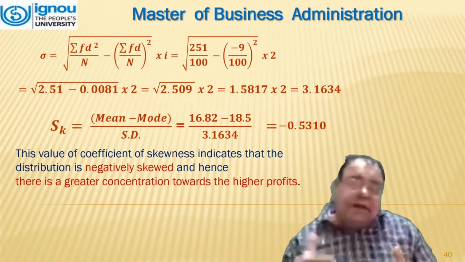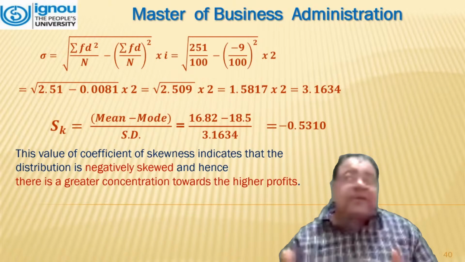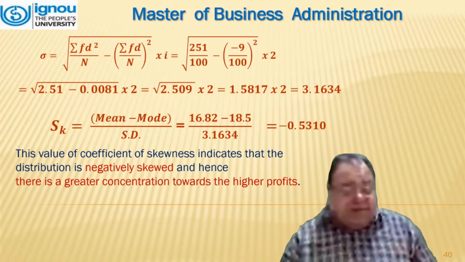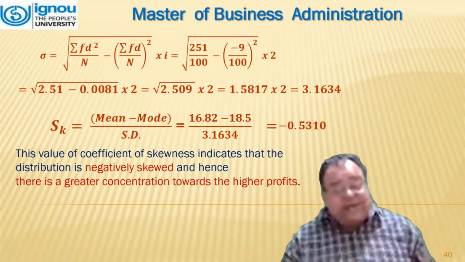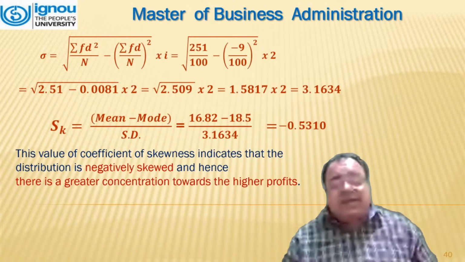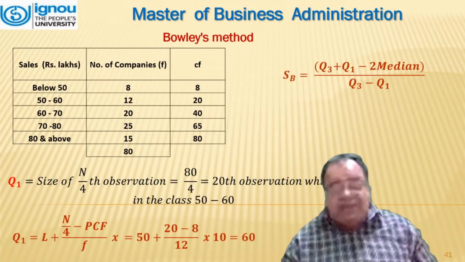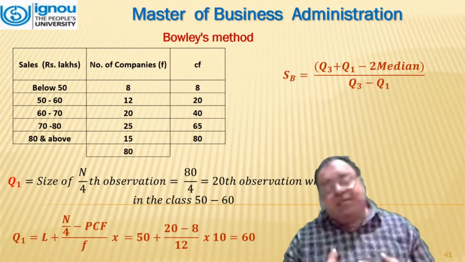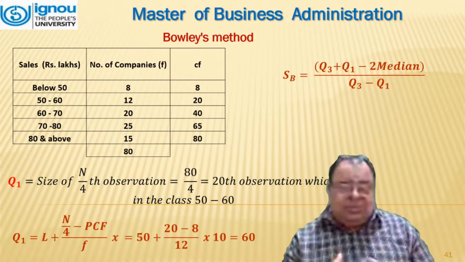Now, what interpretation is drawn? That is the most important thing. The value of the coefficient of skewness indicates that the distribution is negatively skewed, and hence there is a greater concentration towards the higher profits. Now we will be taking a problem with Bowley's method.